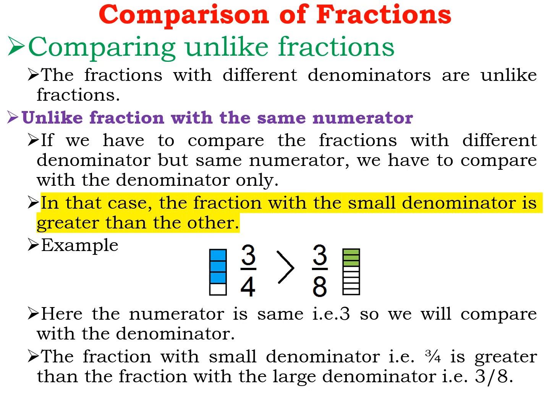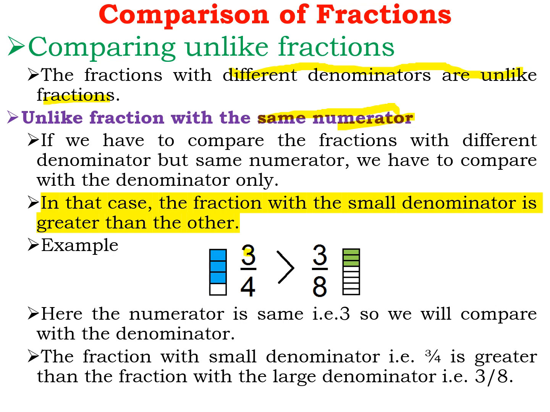Comparing unlike fractions. The fractions with different denominators are unlike fractions. Unlike fractions with the same numerator. If we have to compare the fractions with different denominators but the same numerator, we have to compare with the denominator only. In that case, the fraction with the smaller denominator is greater than the other.